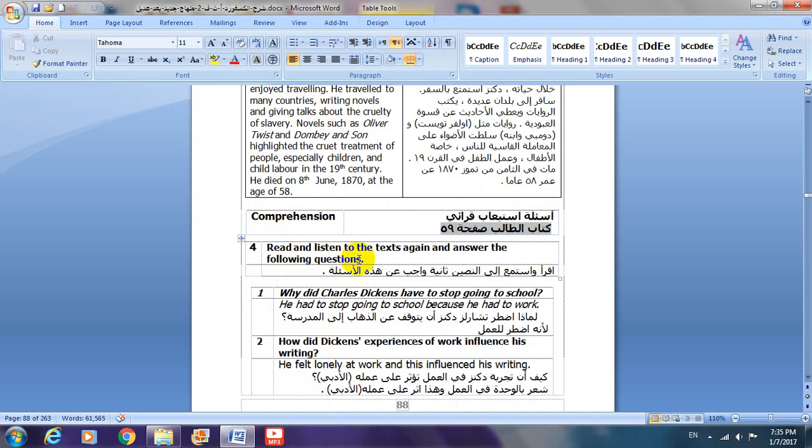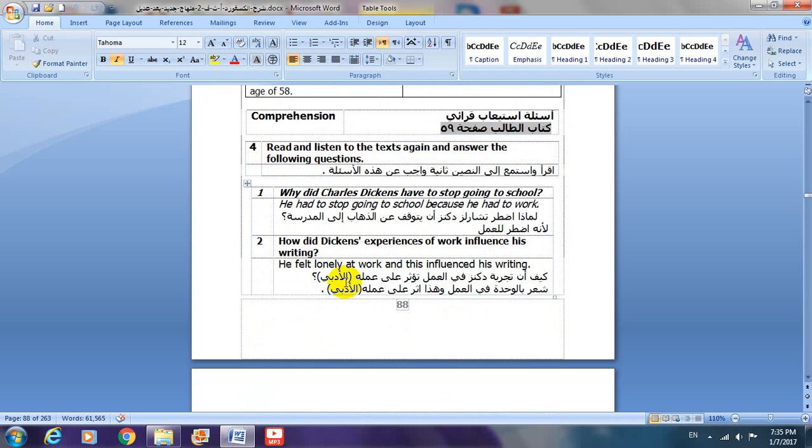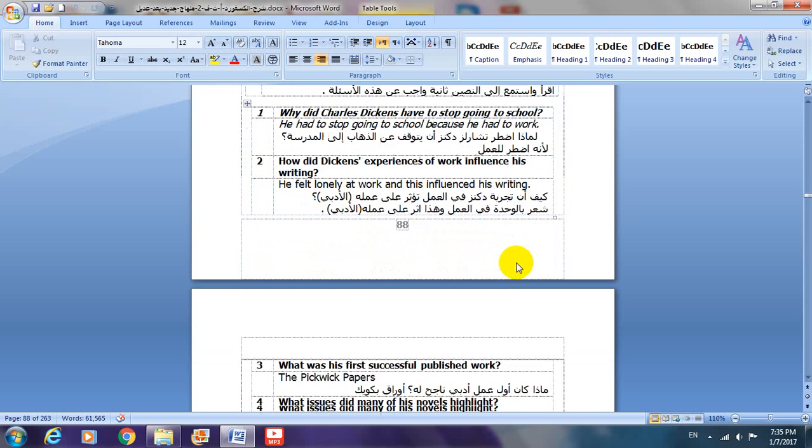4. Read and listen to the text again and answer the following questions. 1. Why did Charles Dickens have to stop going to school? He had to stop going to school because he had to work. 2. How did Dickens' experience of work influence his writing? He felt lonely at work and this influenced his writing.